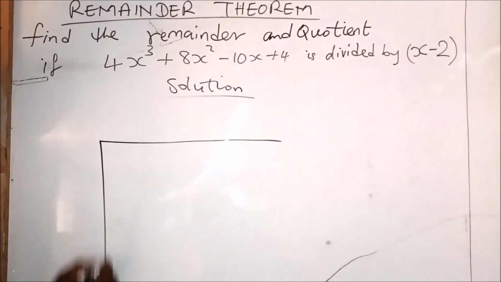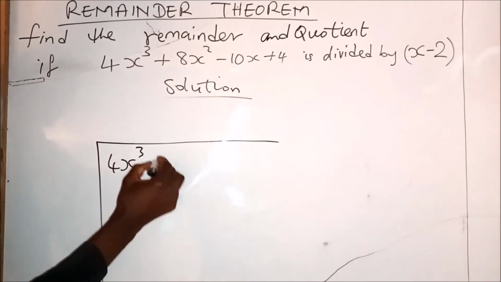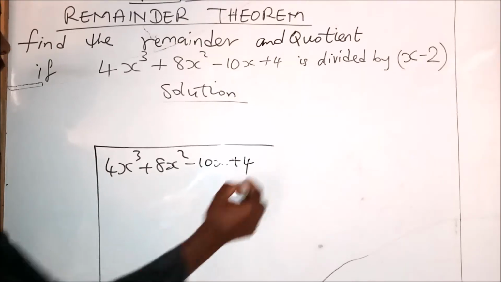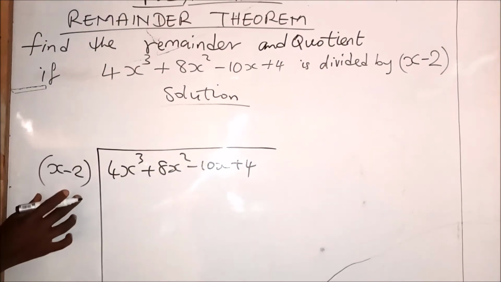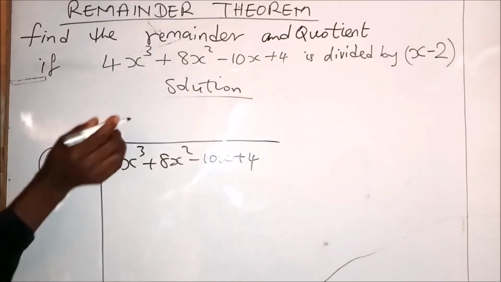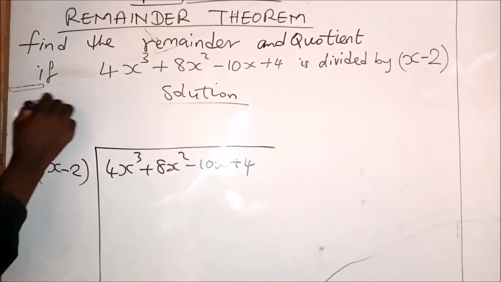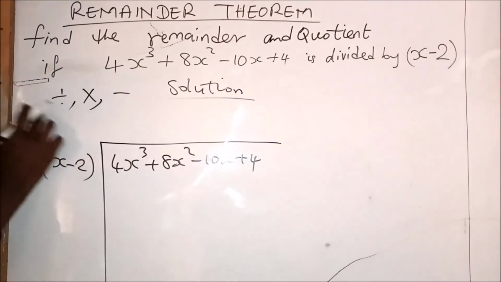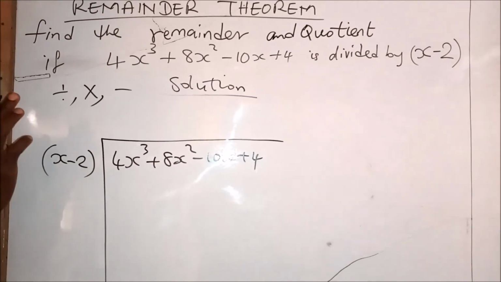We write this 4x cubed plus 8x squared minus 10x plus 4 here, and the divisor, which is x minus 2, outside here. Now, in the division, we have three operations to undertake. We have division, multiplication, and subtraction. Each time we go through these three operations, we are going to have a remainder.